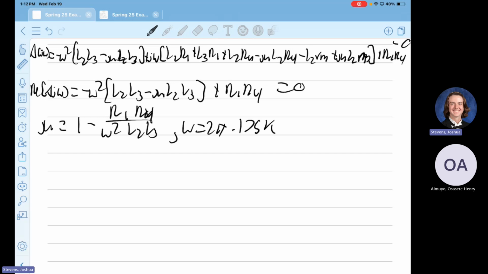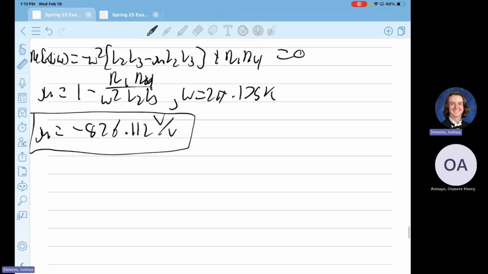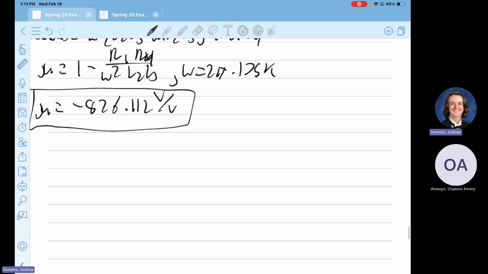When you plug in all the values, you get a mu of negative 826, sorry, 0.112. And we said the units earlier given in the problem statement is volts per volt. Okay. So now we have that. Now we plug it into our imaginary. And remember, when you take the imaginary, you don't need to take the J. You're telling it that you're taking the imaginary.